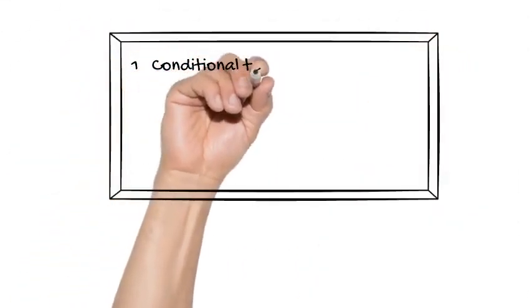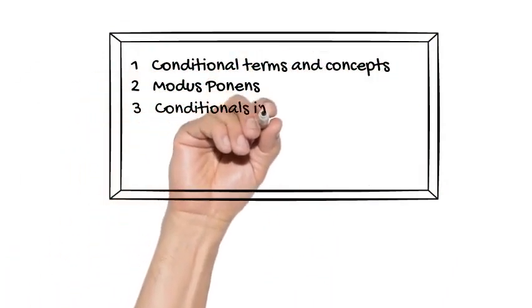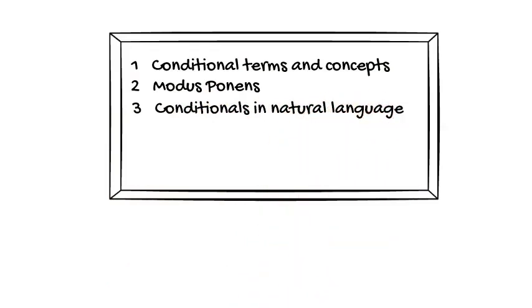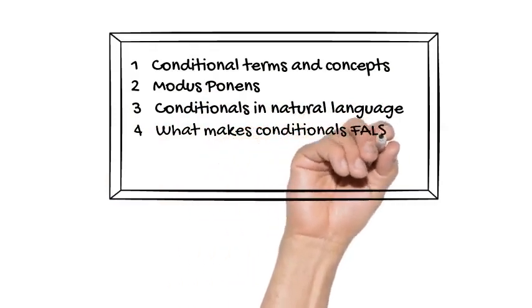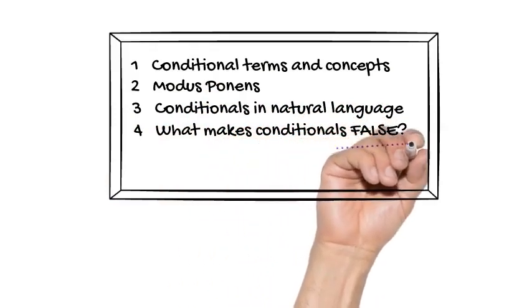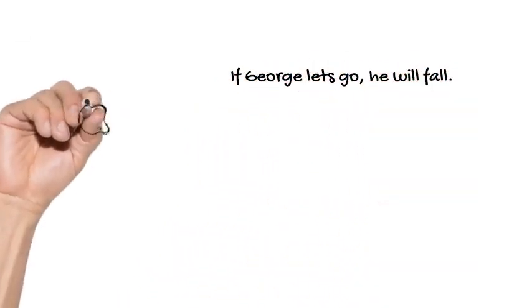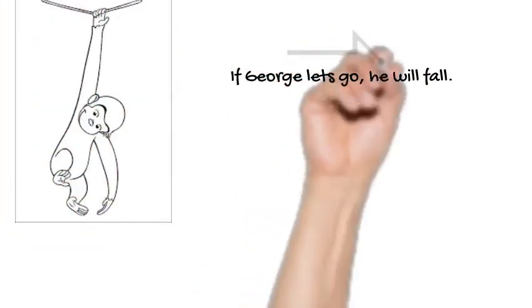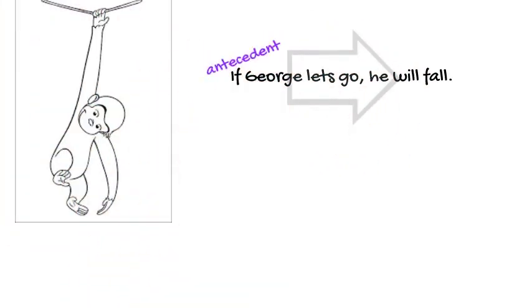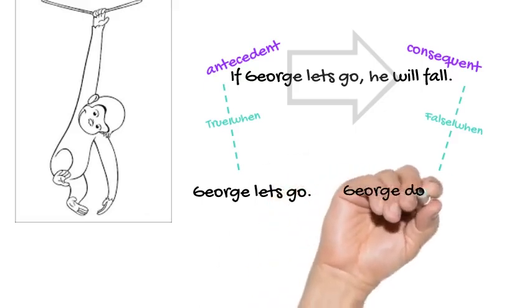Okay, so far we've covered what conditionals are, given an intuitive take on why they make modus ponens formally valid, and explored the confusing relationship between conditional meanings and natural language sentences. We have one more topic to cover, which is what makes conditionals false. The only thing that you need to remember about what makes a conditional false is that it is false when its antecedent is true and its consequent is false. For example, the antecedent of this conditional is true if George lets go. Its consequent is false if George does not fall. So the conditional is false if George lets go and does not fall.